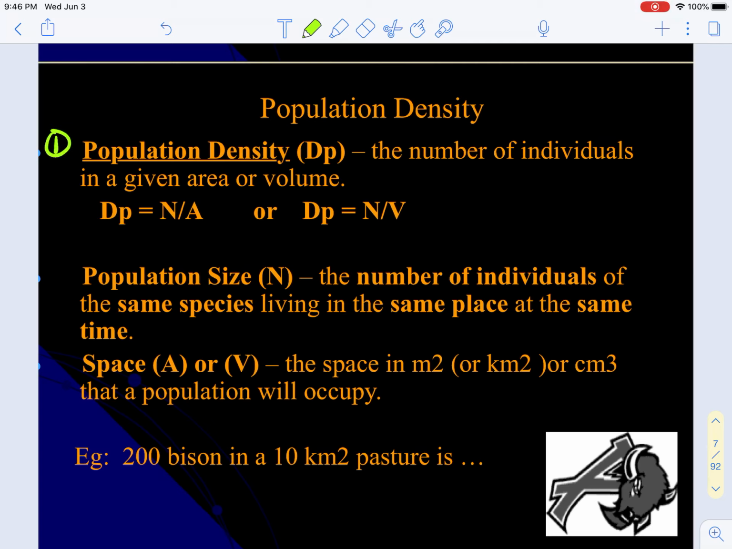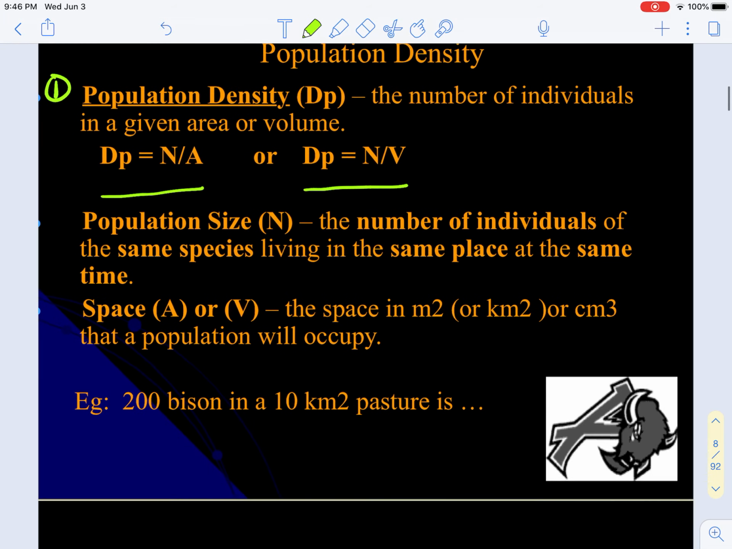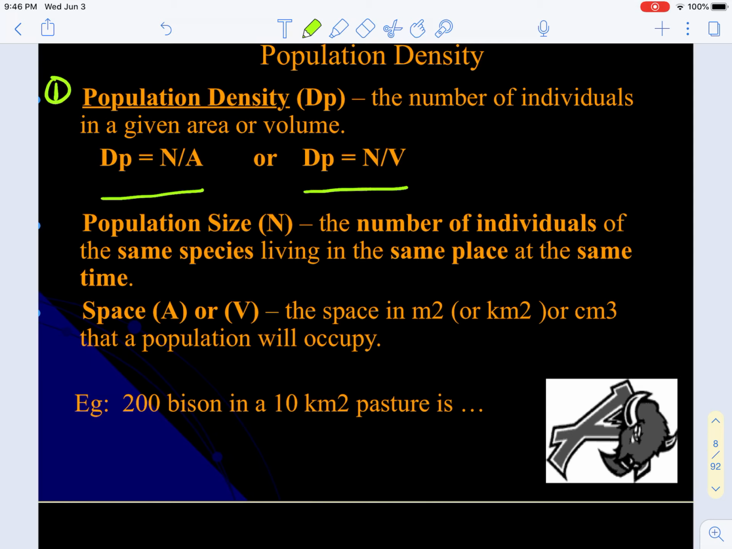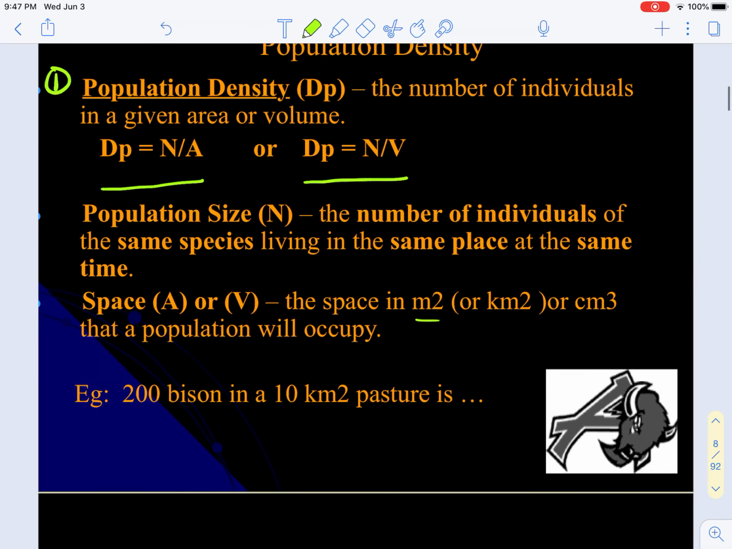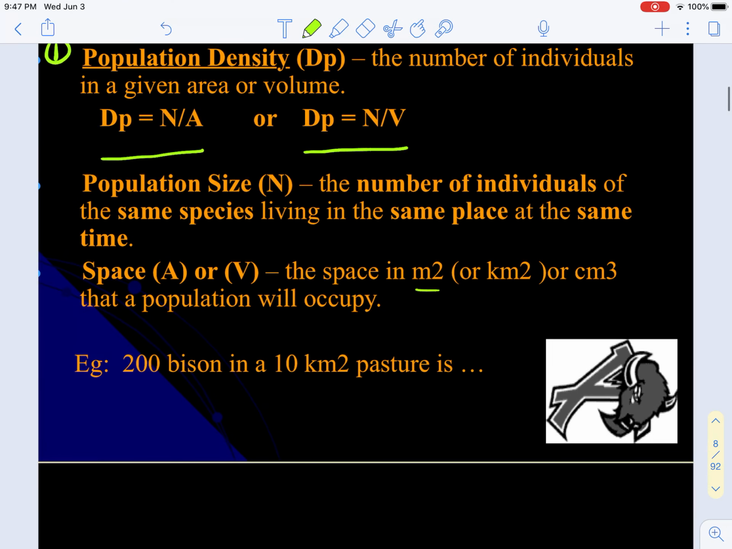Okay, so first formula, population density, is simply the number over area. So if we are talking on land, we would use number of organisms over area. If we're looking at an aquatic ecosystem, it would be the number of organisms in a certain volume of water. The area often is in meters squared, could be kilometers squared though, could even be centimeters squared, cubic centimeters if it is measured that way in water.